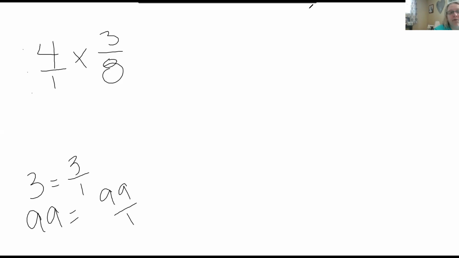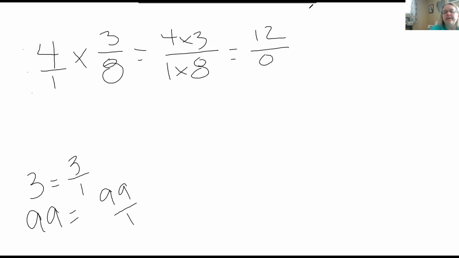So as we've learned already, multiply across your numerator. So in this case, 4 times 3. Multiply across your denominator, 1 times 8. So on top, we get 12. On the bottom, we get 8. It's an improper fraction, so of course we need to fix it.